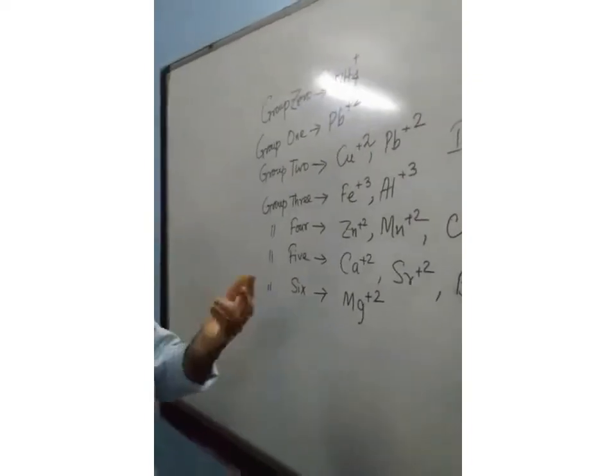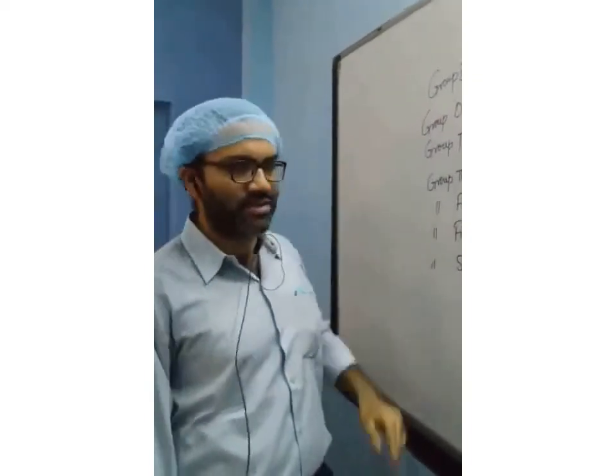Now the question automatically comes up: how are we going to analyze this? So many cations are there. This is an obvious, general question: how are we going to analyze this?